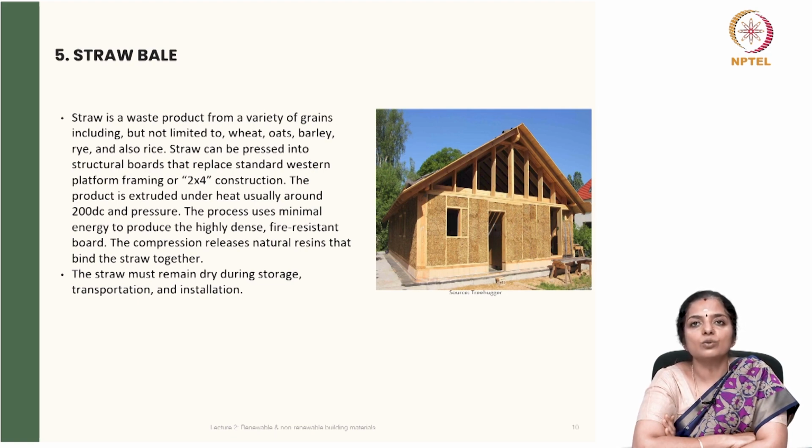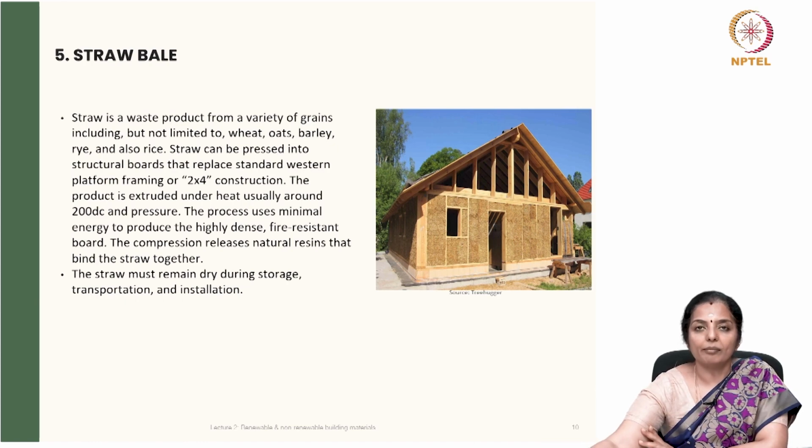The process uses minimal energy to produce the highly dense fiber resistant board. The compression releases natural resins that bind the straw together. The straw must remain dry during storage, transportation and installation. While here in this picture, you can see a house made with straw as a filler walling material.